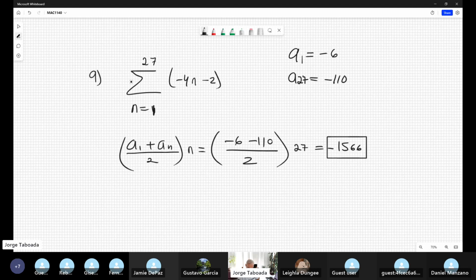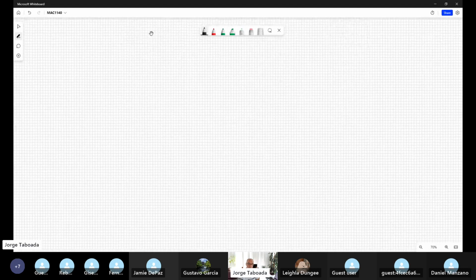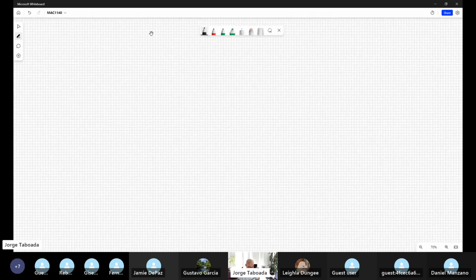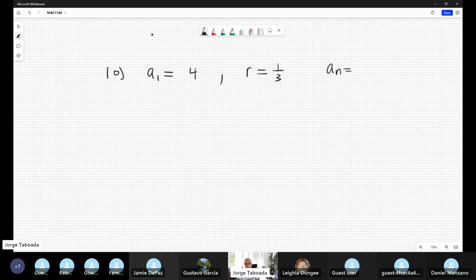Okay, let's move on to question 10. Question 10 now is a geometric sequence. A1 is 4, and the common ratio is 1/3. And they want to know the a sub n term again, and a to the 5th power.